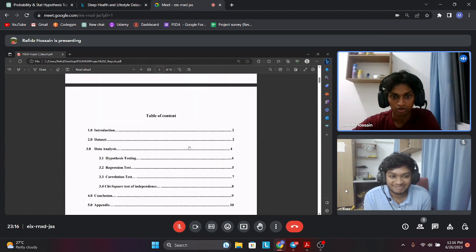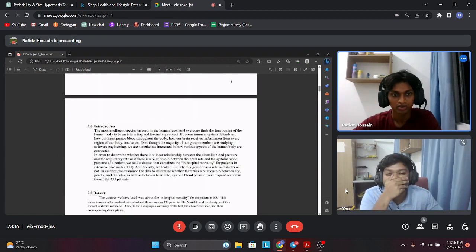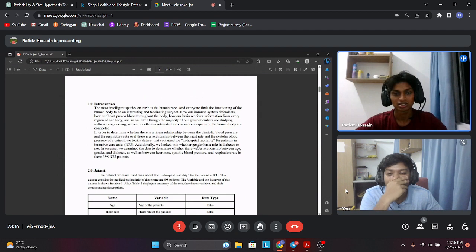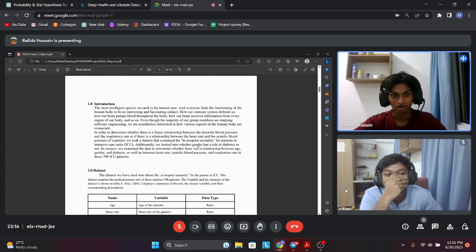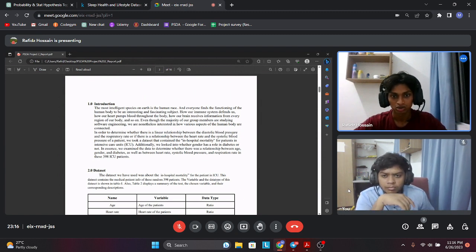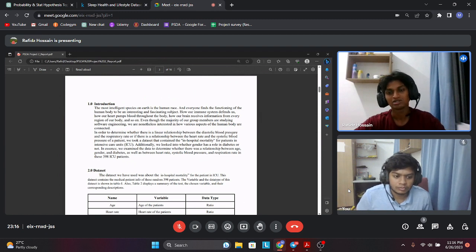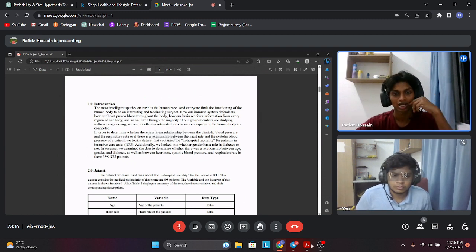So this is our table of content and our introduction. The most intelligent species on Earth is the human race, and everyone finds the functioning of the human body to be an interesting and fascinating subject. How our immune system defends us, how our heart pumps blood throughout the body, how our brain receives information from every region of our body, and so on.